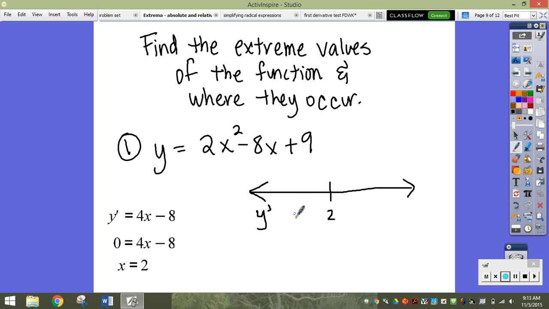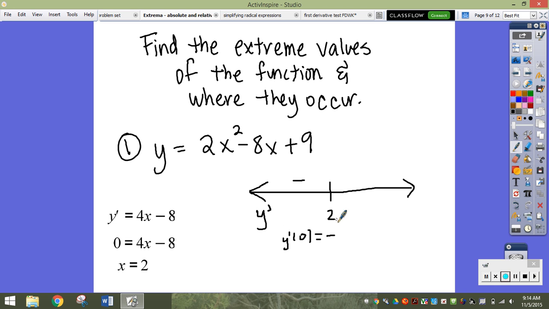And so to the left of 2, let's pick something easy, 0. So if I evaluate y prime of 0, excuse the handwriting, that would be negative 8. Now, in the end, it doesn't matter whether I know that it's negative 8. It just matters if I know if it's negative or positive. So instead of writing negative 8, I'm just going to mark it as negative. Because again, this is not justification. This is just a tool. So it can be written in any form that I need it to be for me to use it. Okay, so now I know that from negative infinity to 2, this function is decreasing.